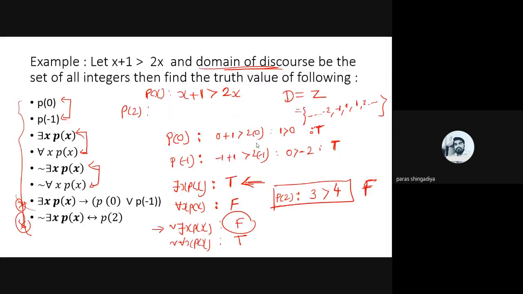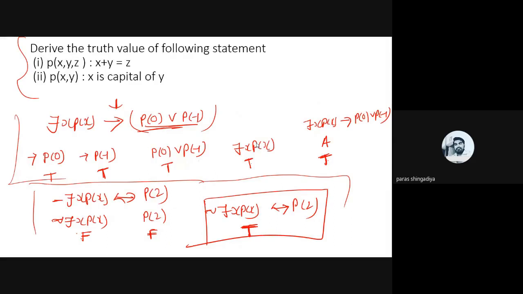And after that example we had completed, that is the second one. Derive the truth table of the following statement: P of x y z, where x plus y is equal to z, and P of x y, where x is a capital of y, means we just predict the truth value. That is an example of a predicate given there.